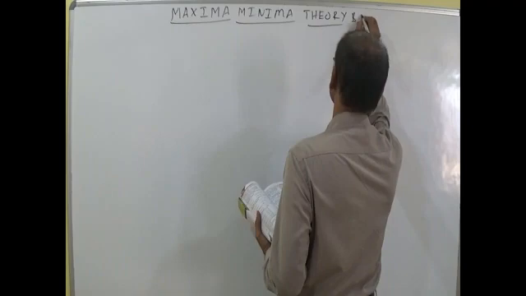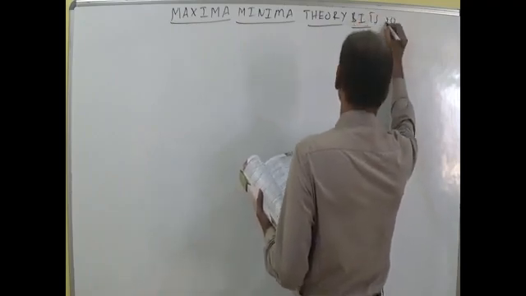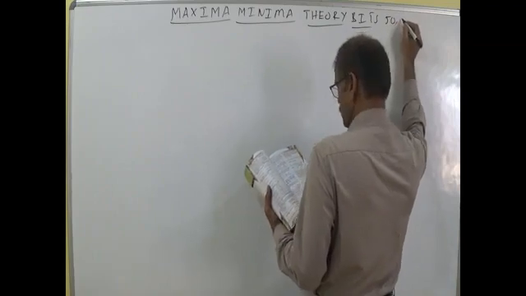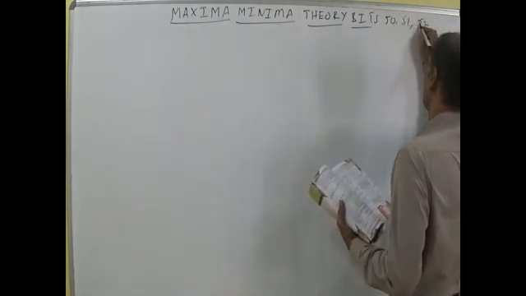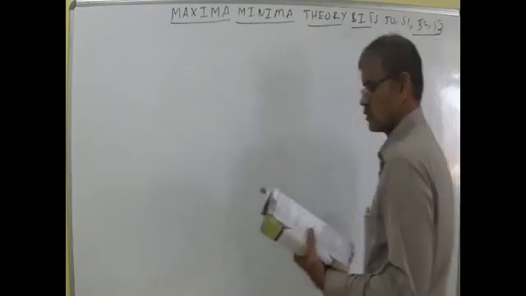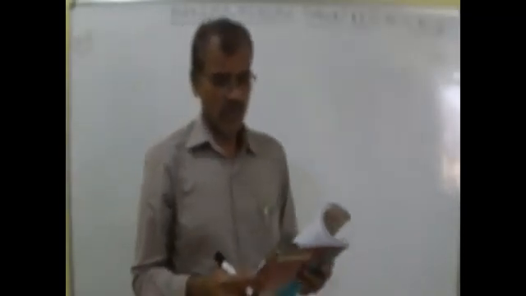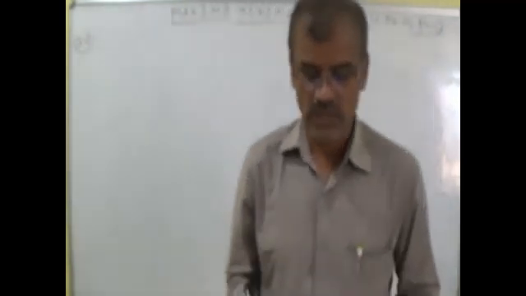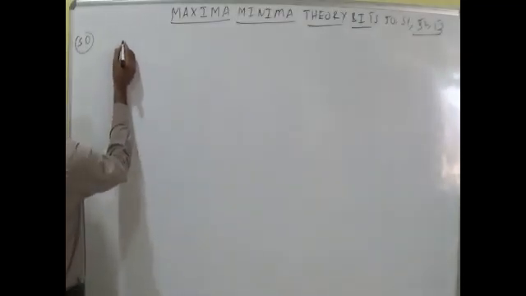Theory bits from 50, 51, 52, 53. 50, 51, 52, 53 bits are there. So let us discuss question 50. Area of greatest rectangle that can be inscribed in the ellipse.